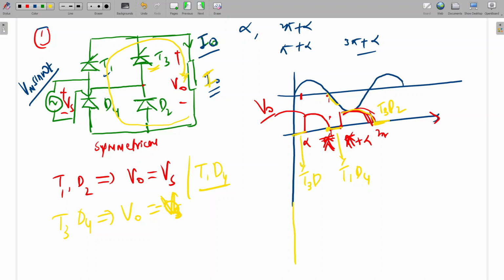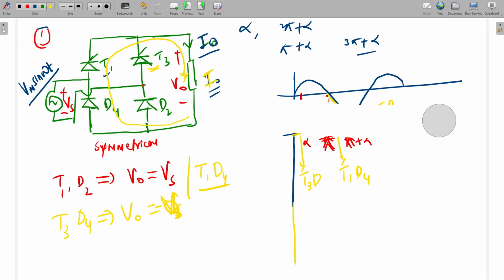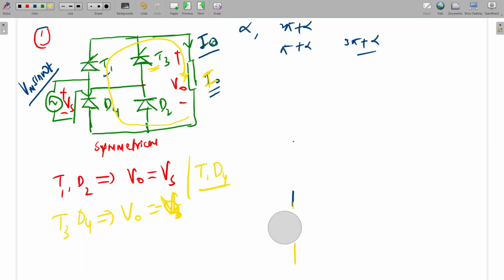Is the waveform clear to all? Anyone can ask a doubt. I will explain again. I will redraw the waveform. Can anyone reply? Yes, please. Sir, can you explain again? Okay, one second, I'll redraw it again.